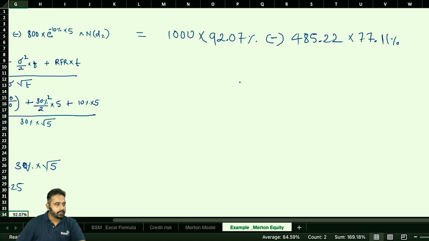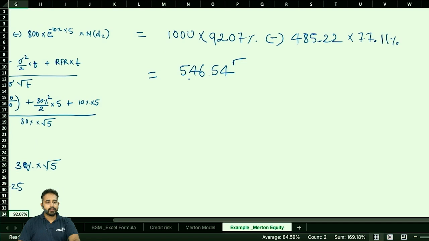So the value of the equity should be, let's do that, 1000 into 0.9207 minus bracket open 485.22 into 0.7711, and I'm getting a valuation of 546.54. So there you go, this is how you value equity under the Merton model, by simply thinking of equity as a call option.